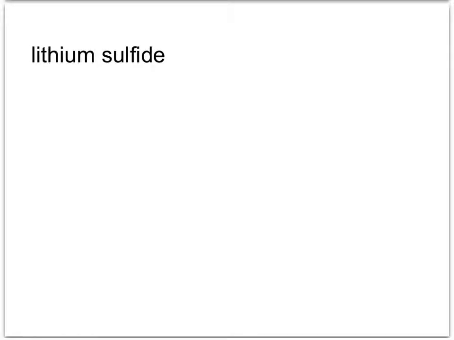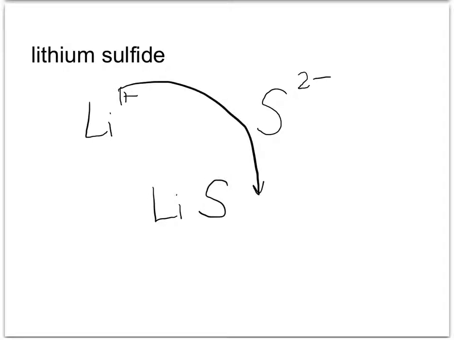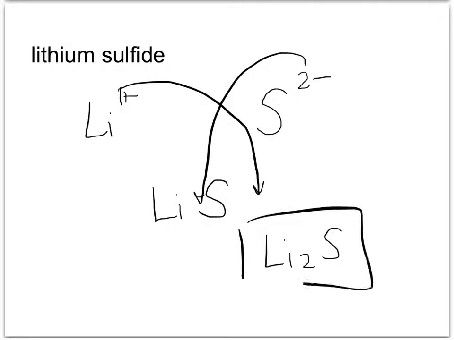In this example, we have lithium sulfide. So I look at the table, there's lithium. Once again, it's in the first column, it has a 1 plus charge. Sulfide is in group 16, it has a 2 minus. So lithium sulfide, LiS, the 1 goes over there, the 2 comes down here, Li2S, lithium sulfide.